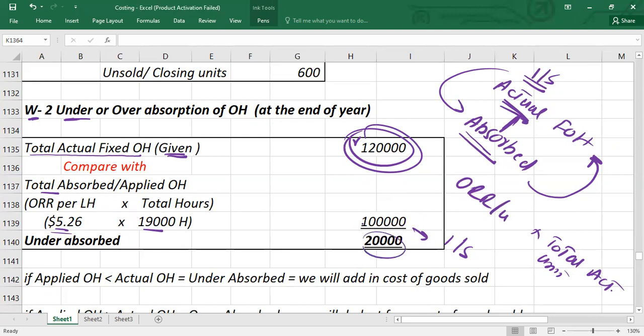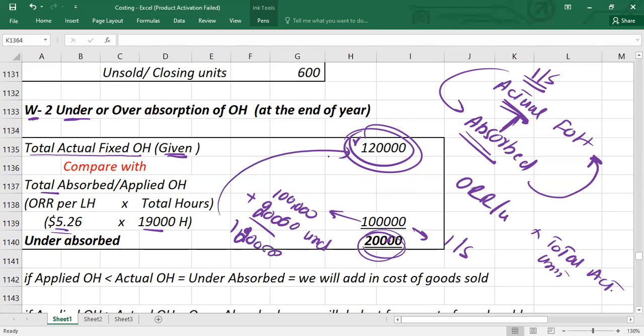So what will you do? You will take this 20,000, because this 100,000 which is absorbed is already showing in the income statement. So you will add there 20,000, which is called under absorbed, and you will automatically reach 120,000, which is equal to your actual overhead. So whenever your absorbed overhead, I mean applied overhead, is less than actual overhead, this is called under absorbed, and under absorbed overhead we will add in cost of goods sold.